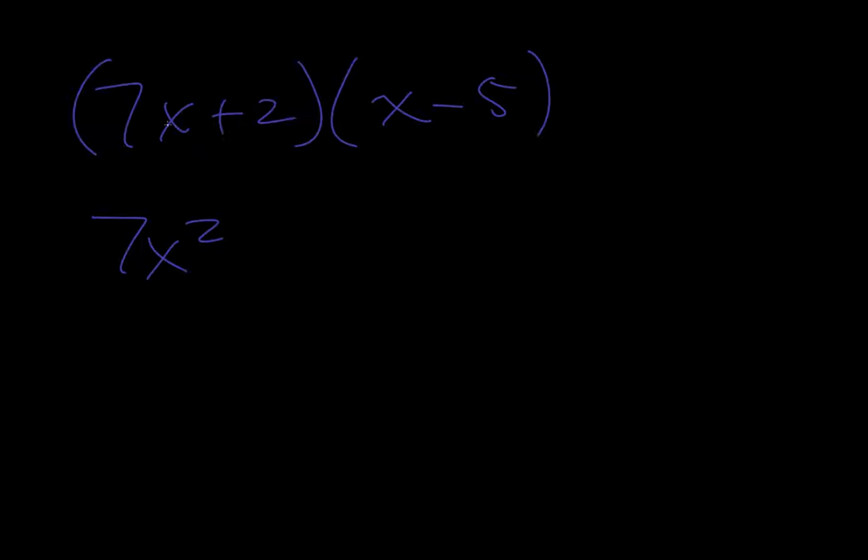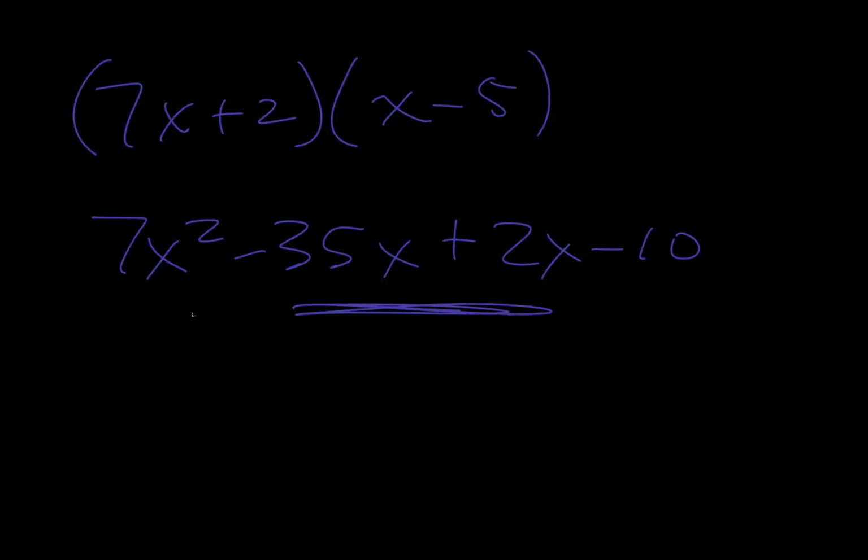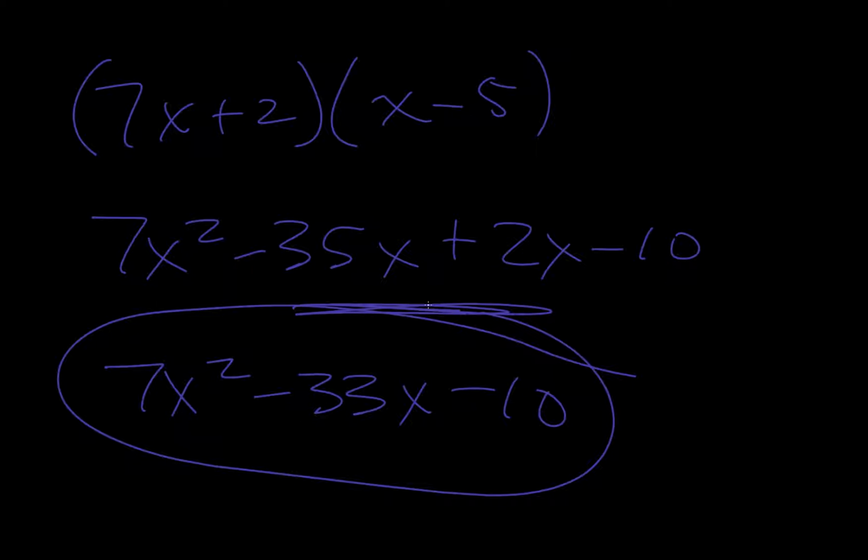This time we have 7x plus 2 and x minus 5. Okay, 7x times x, 7x squared. 7x times negative 5, negative 35x. 2 times x, 2x. 2 times negative 5, negative 10. Combine the like terms in the middle, leave the other ones the same. So this would be negative 33x. And that's our multiplication.